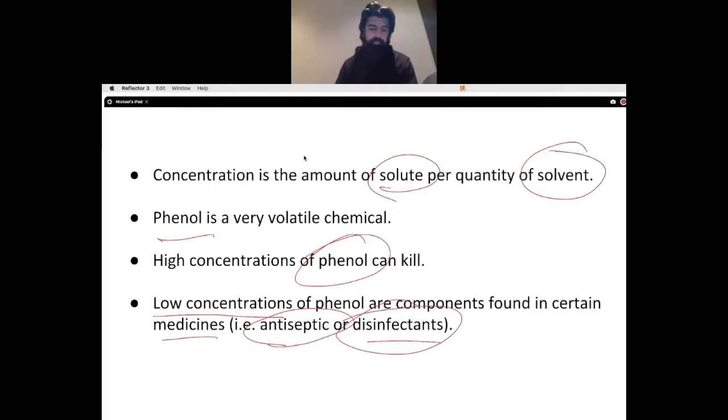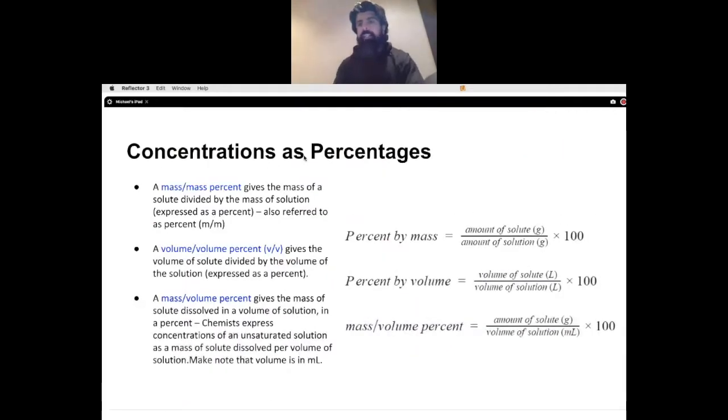Okay, so let's look at the concentrations. Now, there's another equation that you're going to be introduced to today that deals with concentration. That one is based on specific compounds and not looking at the solute per solvent component, or solute to solution component.